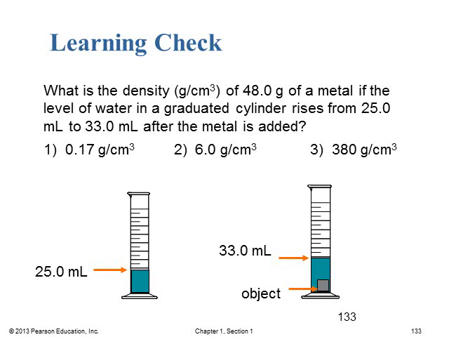So here we'll just try another one out together. It says, what is the density of a metal that has a mass of 48.0 grams, and the level of water in the graduated cylinder rose from 25 to 33 milliliters. First we want to write down what we're given, and then figure out what we need, and where we need to go in our problem. It gives you a nice little picture of what's going on in this scenario.